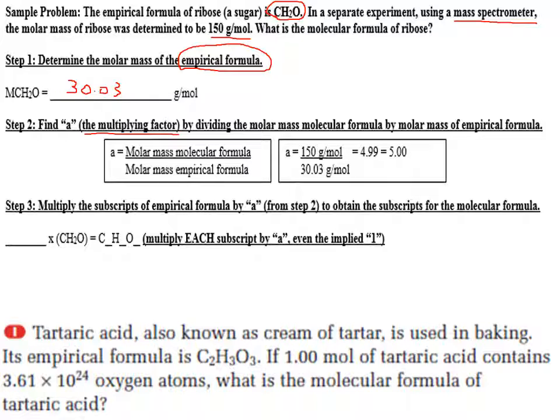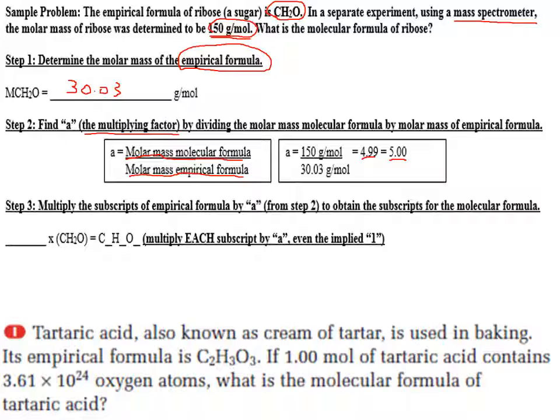To find the multiplying factor, you do the molar mass of the molecular formula, the one that we found using the mass spectrometer. You divide that by the molar mass of the empirical formula, just like we're doing here. 150 grams per mole divided by 30.03. And we get 4.99, which according to our rounding rules can be rounded to 5.00. This is our multiplying factor now.